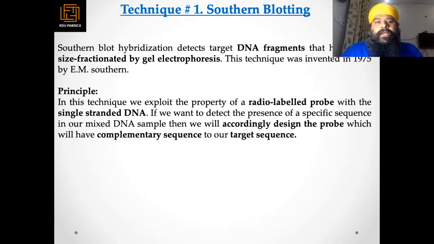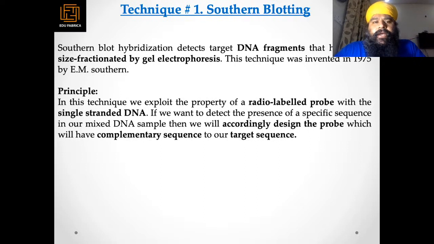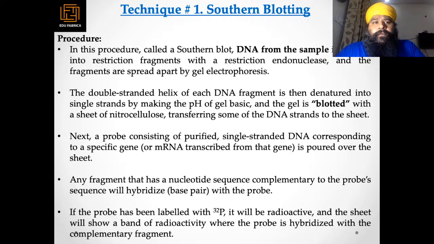Okay, so Southern blot was discovered by E.M. Southern in 1975. It identifies DNA fragments by size fraction using gel electrophoresis. In this technique, we label our single-stranded DNA with a radiolabeled probe and identify what we are looking for, the complementary sequence or target sequence, according to the design of the probe.